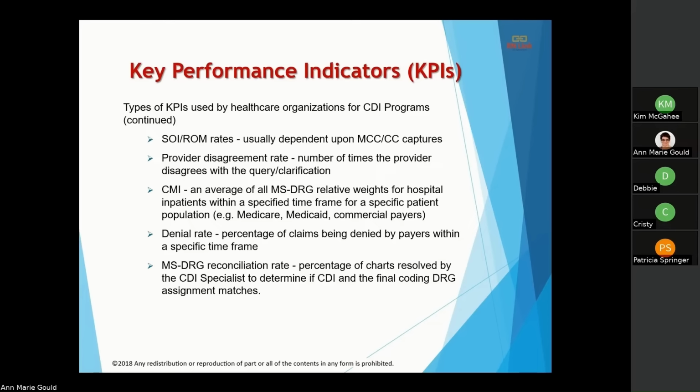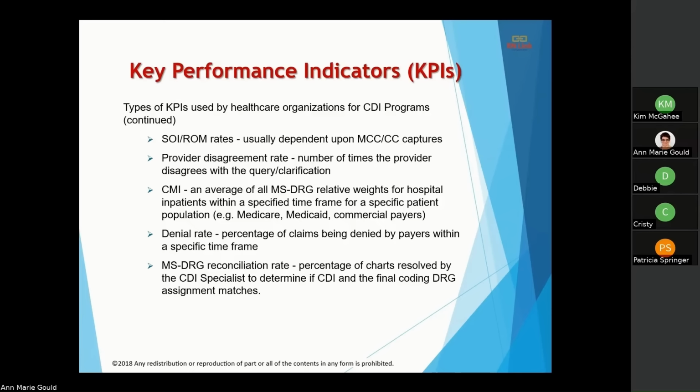Your provider disagreement rate, that's why I said some facilities will monitor that to see if they agree or the provider disagrees. Your CMI, of course, is your average of all MS-DRG relative weights for hospital inpatients within a specified time frame for a specific patient population. Now, you can do a CMI with Medicare recipients, Medicaid, or even commercial payers, it doesn't matter. You could do it based on whatever reporting system you have within your facility. You'll be able to capture that information.